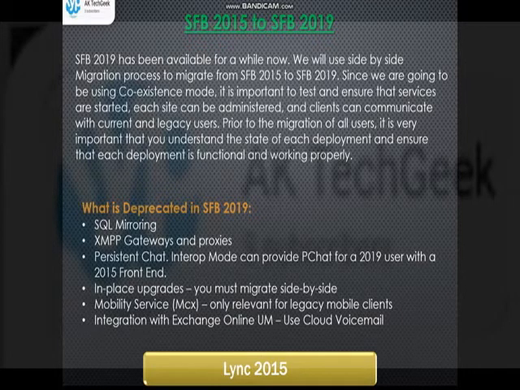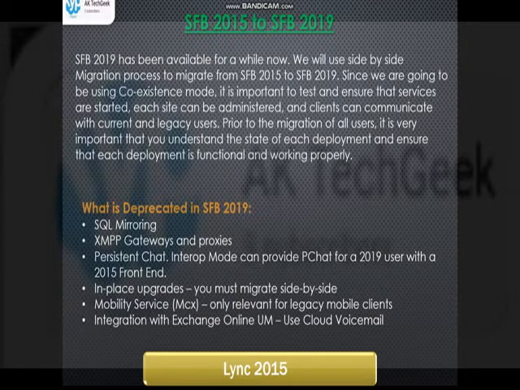What we are going to talk about next is what was available in 2015 and what is not available in 2019 onwards. So in 2015 you had the SQL mirroring option, where you had a backup for the SQL database, and that is not available anymore in 2019. So that is deprecated. XMPP gateways and proxies: the XMPP server itself and gateways have been deprecated. 2019 does not support it, or in fact does not have it.